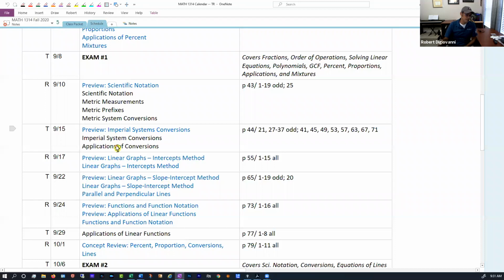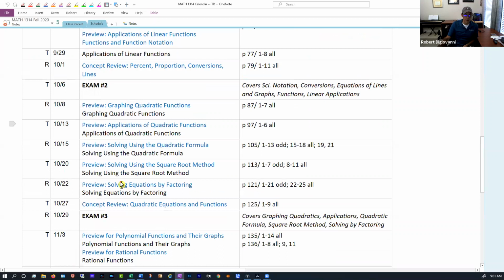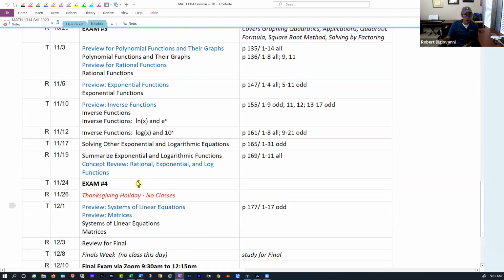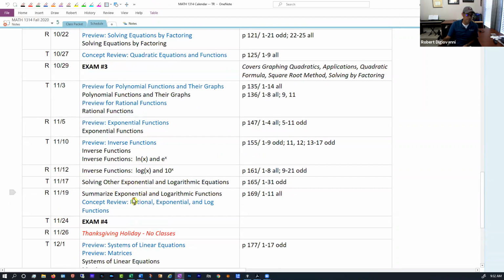So what I've decided to do is jump past the scientific notation and the imperial systems of conversions. Those are actually really important sections, especially for anyone going into nursing or anything like that. Since this is kind of its own thing, we would be fine just to stick it in at the end. And what I think I'm going to do is trim out something, either the systems of linear equations, matrices, or I might not do as much with the exponential and log functions and just stop at rational functions.